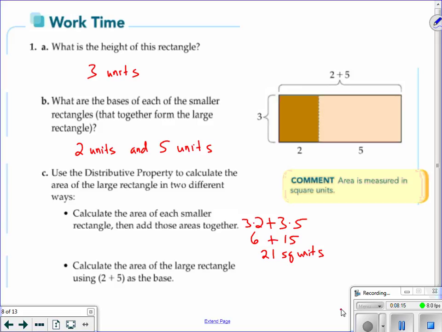The other one asks you to calculate the area of the large rectangle using 2 plus 5 as the base. So what we would do there is take 3 times 2 plus 5. That would give us 3 times 7, and 3 times 7 also equals 21 square units in this case.